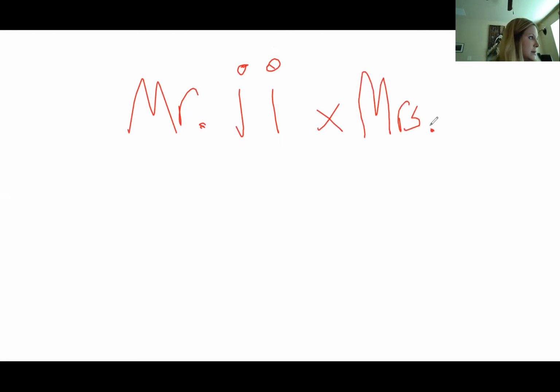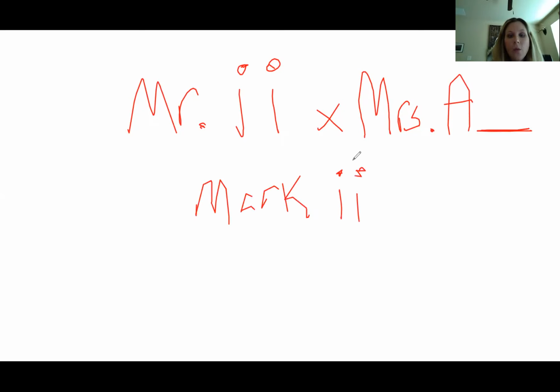We know Mrs. Klink is type A, but we don't know if she's big A, big A or big A, i. But we do know that Mark is ii. He got one of those i's from dad, and he had to get one from mom. So that's what she has to be, big A, i. So Mrs. Klink must have the genotype I^A i because Mark has blood type O.